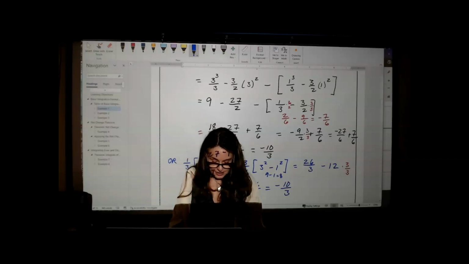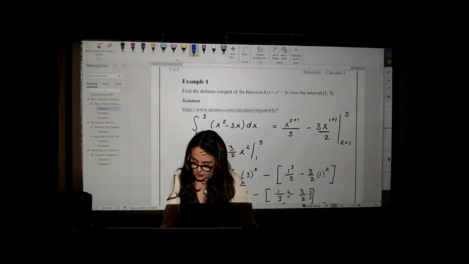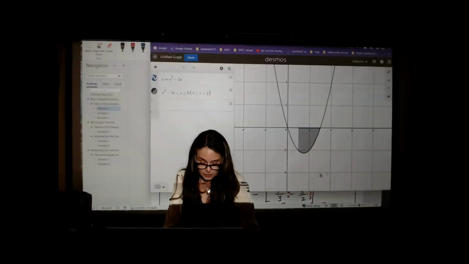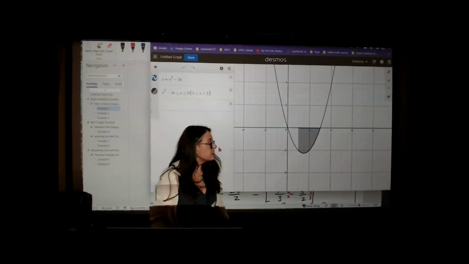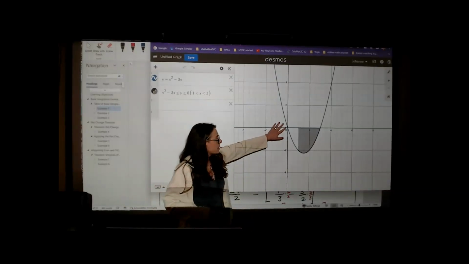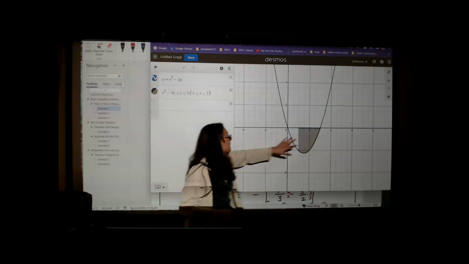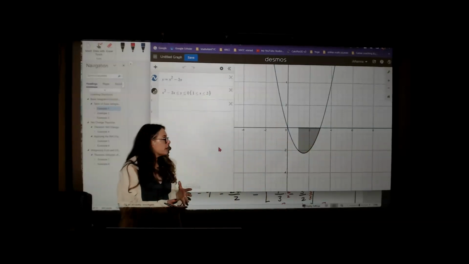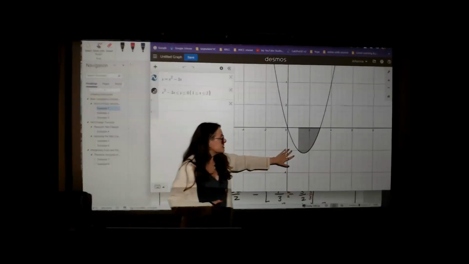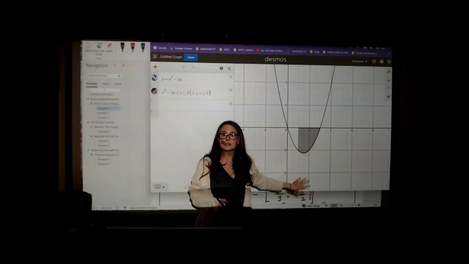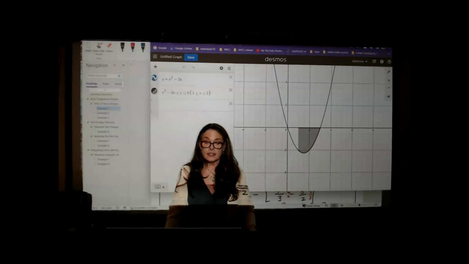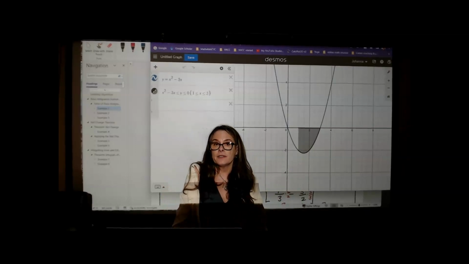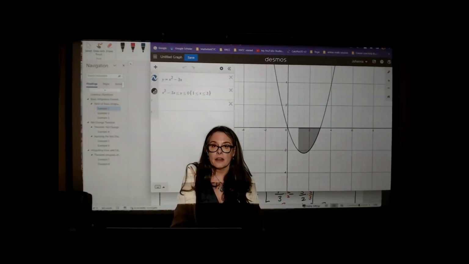Now that we've got this value, let's take a look at the picture and see what we're finding. In the picture, we have the graph of x squared minus 3x, and over the region from 1 to 3, I've shaded the area. In this case, it's all below the axis, all negative, and it is equal to negative 10/3 square units of area.